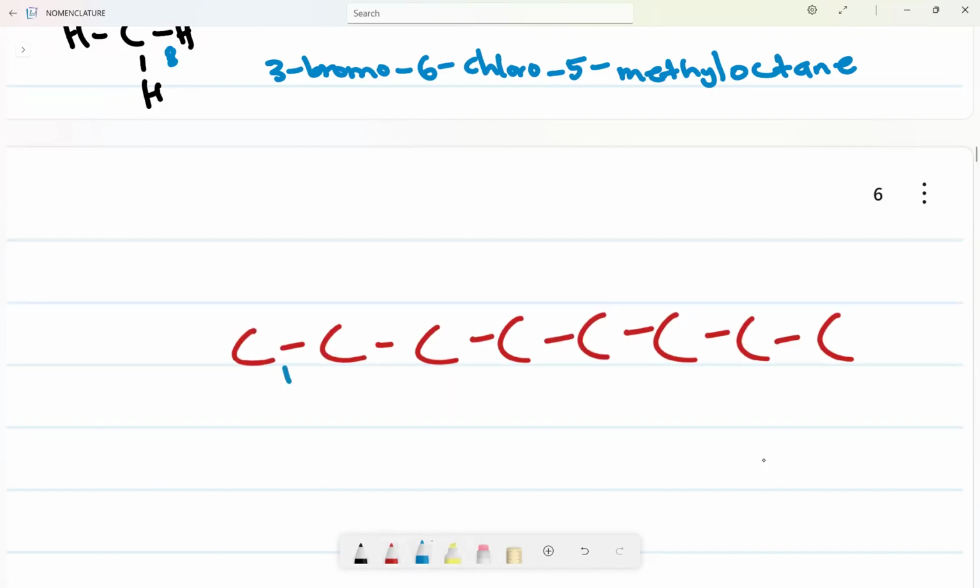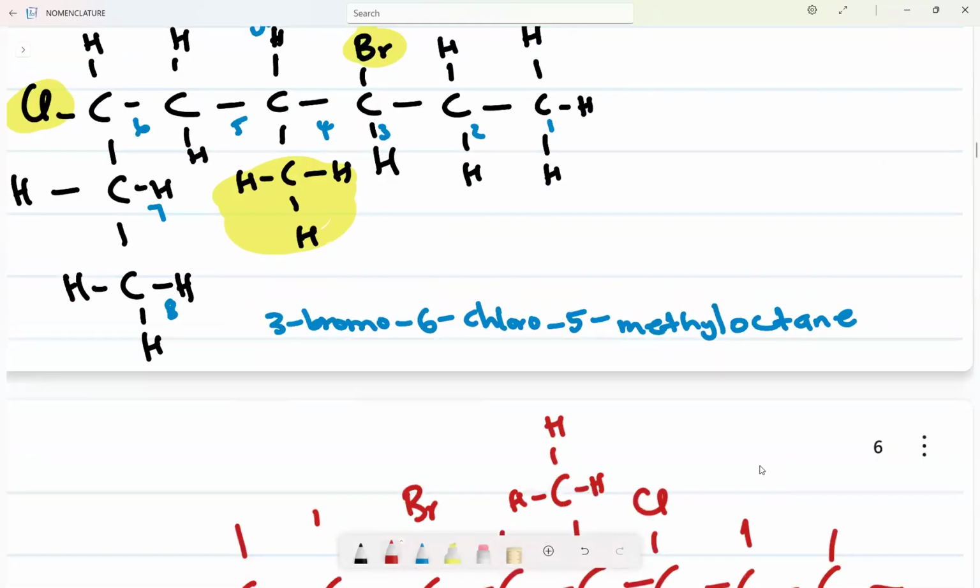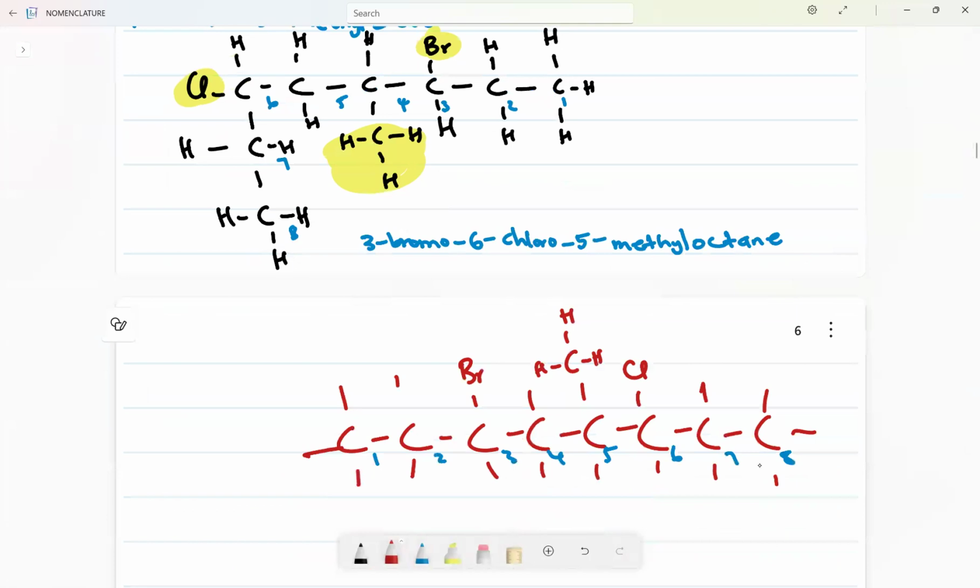Then let me start counting. 1, 2, 3, 4, 5, 6, 7, 8. I'm told that on carbon number 3, I have a bromo. Okay, and on carbon number 6, I have a chloro. On carbon number 5, I have a methyl. Then the rest will be just hydrogens. Okay, I won't fill them up. I will be tired. But okay, when you draw, can you see now the structure? Is it the same as that one? Let me try to do this. Is the structure the same here?